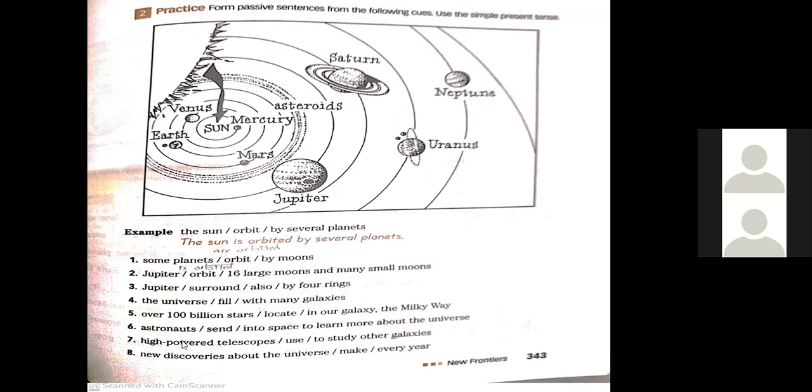Astronauts is plural also, Kareem. So we can say are. Are what? What is the second form of the verb send? Sent. The D will be T. So we can say astronauts are sent into space to learn more about the universe. Thanks so much, Kareem.